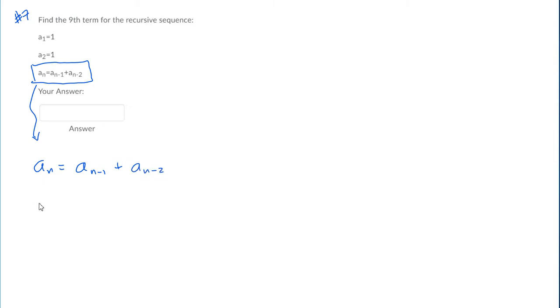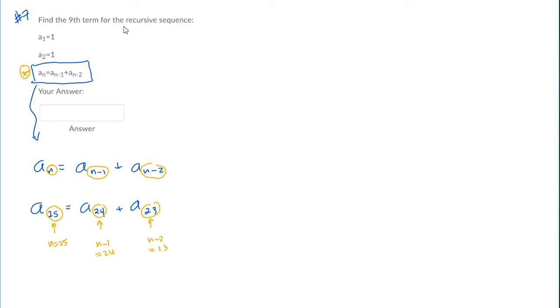So for example, suppose I wanted A25, the 25th term. I would have to add the 24th term plus the 23rd term. Where am I getting those values? Because if n is 25, then n minus 1 would be 24, and n minus 2 would be 23. So to get the 25th term, I would have to add up the 24th term and the 23rd term, because the general formula is telling me any particular term is equal to the term before the one we're trying to generate plus the term before that one. Okay, I have to go 2 terms back.